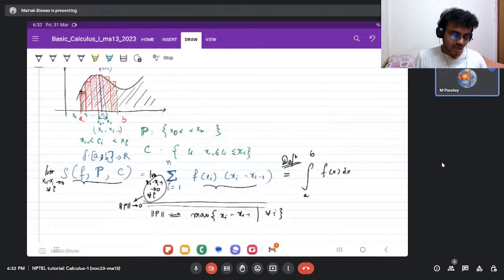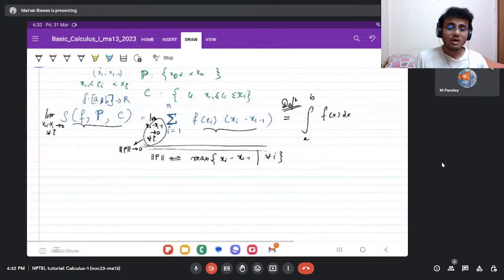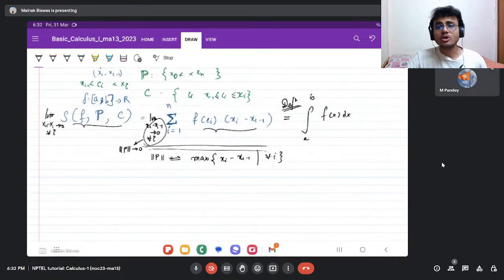Yes, sir. So that's how sir has defined it. You can also define it the way I have defined it. For all pairs, it must go to 0. And that's a Riemann sum for an integral. So, Riemann approximation for an integral. So you see now, how do you use it?